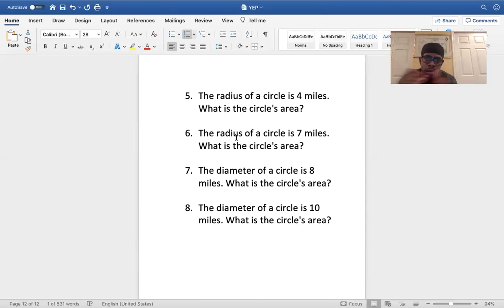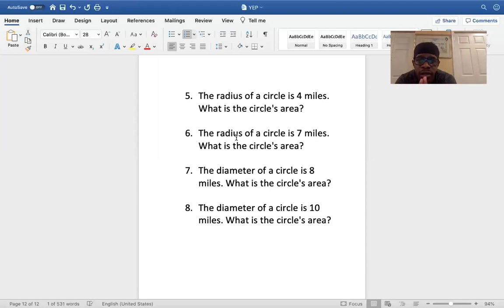So, all right, we're back. So the radius of a circle is 4 miles. What is the circle's area? So the formula for area is pi times radius squared. We actually did this one already. 4 squared, or 4 times 4, is going to give us 16. 16 times 3.14 is going to give us 50.24. So number 5 should be 50.24.